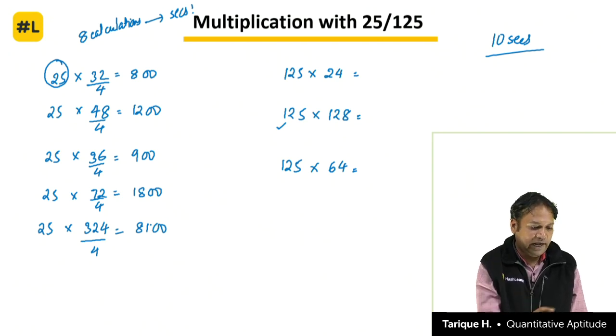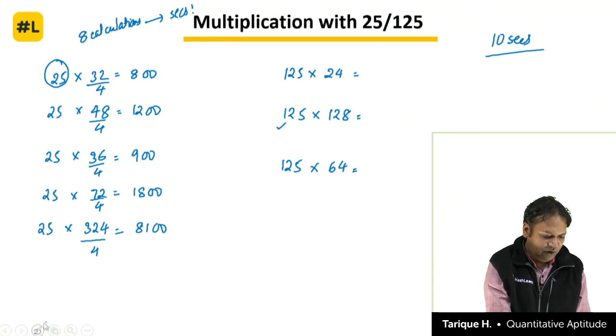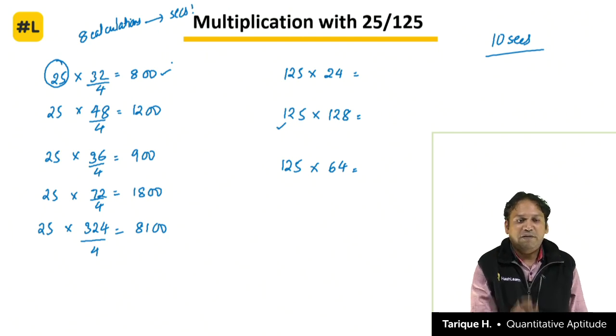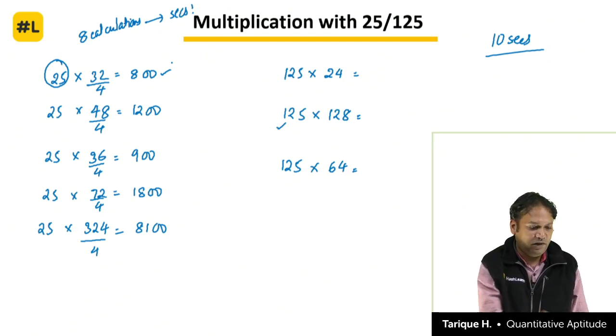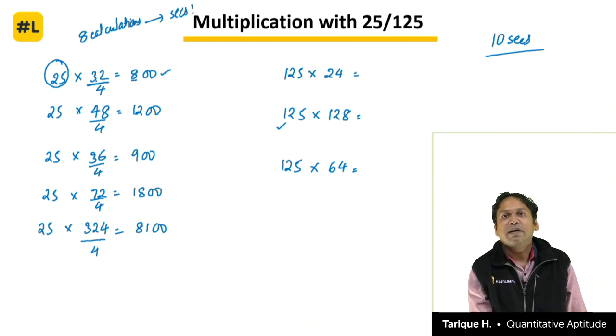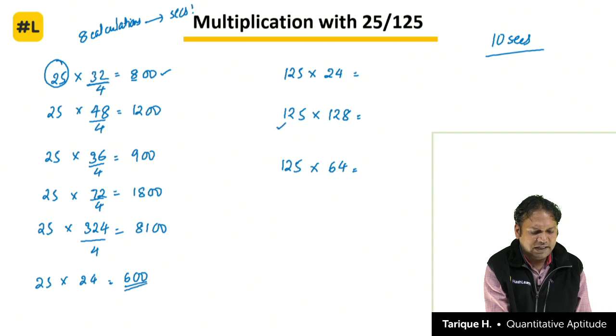Now think about it. Can you do this in 5 seconds? Yes or no? If you cannot do it in 5 seconds, maybe you are not very good with your calculation tricks. Actually, it means you are not good with your multiplication tables, not calculation tricks. If you know the multiplication table of 4, dividing by 4, 4 into 8 is 32. Put 2 zeros. Let's say if I ask you now, what is 25 into 24? The answer should be 600 within half a second. How much time?